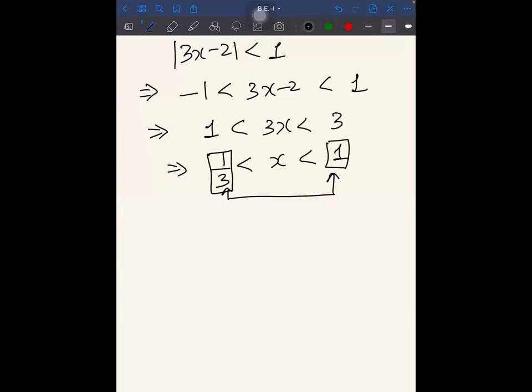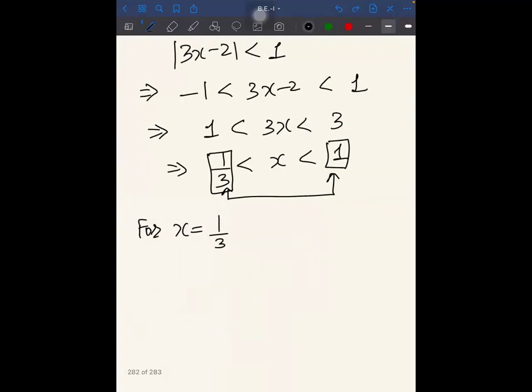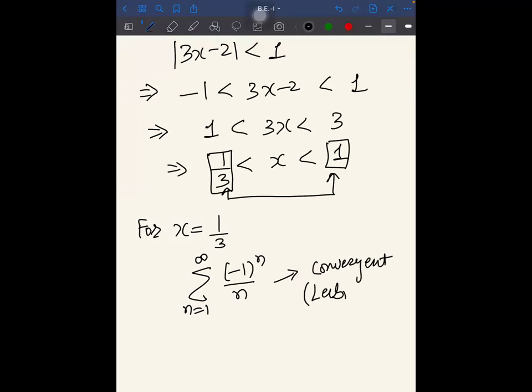Let's say for x is equal to 1 by 3. You put x is equal to 1 by 3 over here. What do you get? 1 minus 2, that is minus 1, so minus 1 to the power n. So you know that makes a difference. अगर वो positive होता तो फिर divergent हो जाती है ना. Now you can easily prove that it is convergent, again by Leibniz test.